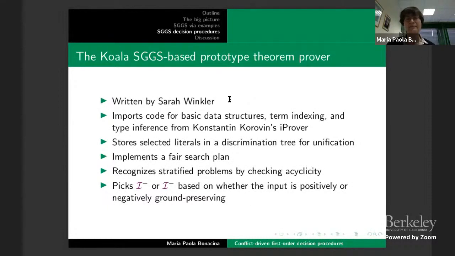Sarah wrote a prototype theorem prover based on SDGs, which is named Koala. It is built on code from Konstantin Korovin's iProver. It uses a discrimination tree for fast unification when performing extension. It implements a failed search plan. It recognizes the stratified problems by checking for acyclicity of the sorts. And it picks I minus or I plus (here there's a typo, there has to be an I plus) based on whether the input is positively or negatively ground preserving, which is used as an approximation of positively or negatively restraining.